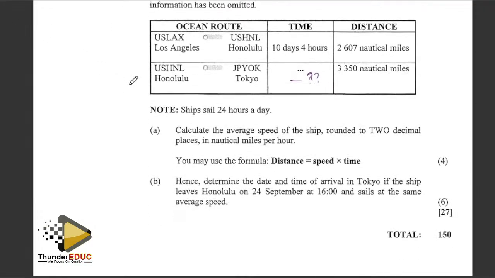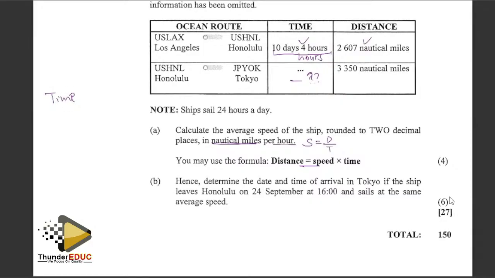Calculate the average speed of the ship rounded to 2 decimal places. So first and foremost, we are looking for speed. Look at the formula they've given us. So we shall say speed equals distance over time. This is the right formula here. So we ask ourselves, do we have the distance? Yes. Do we have the time? Yes. But the time has to be in hours. Everything has to change to hours. Why am I changing to hours? Because I want the answer to be nautical miles per hour.